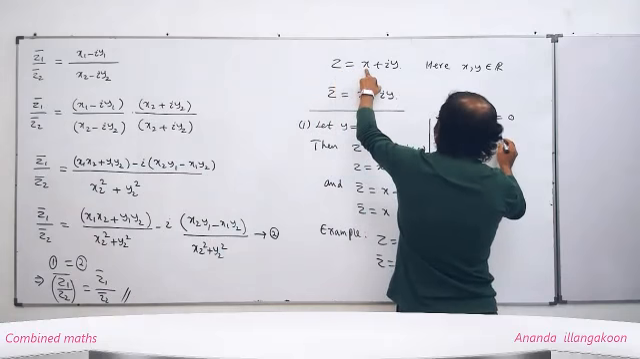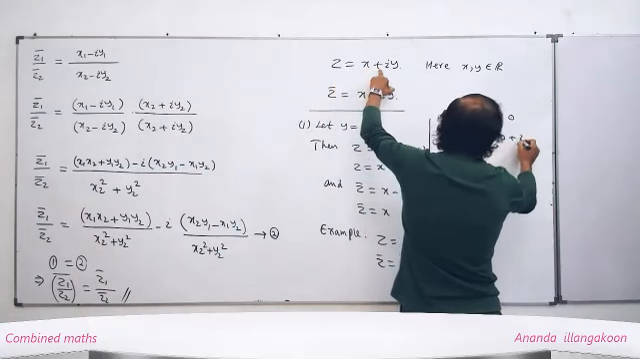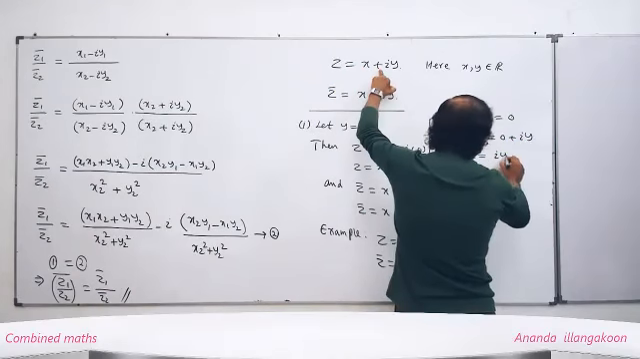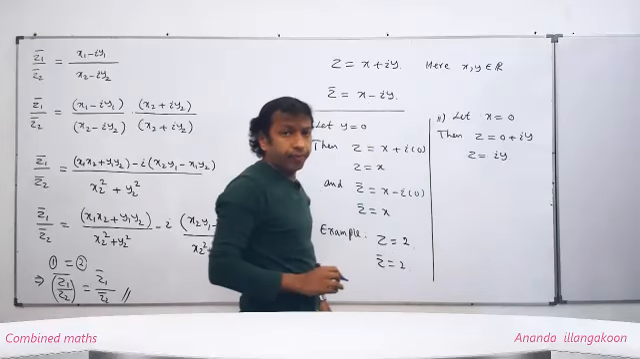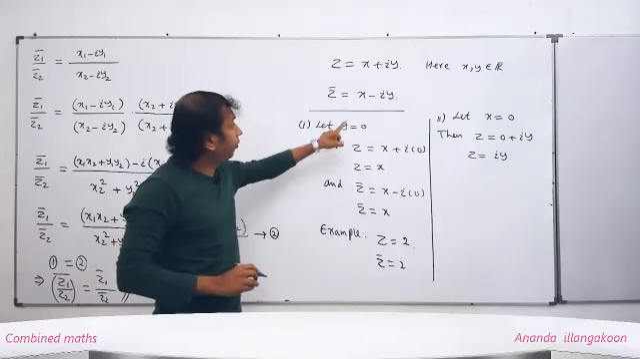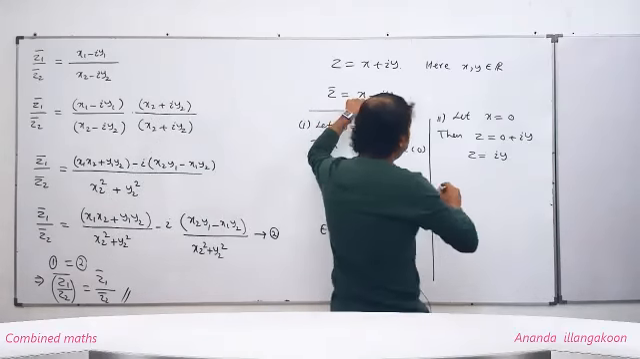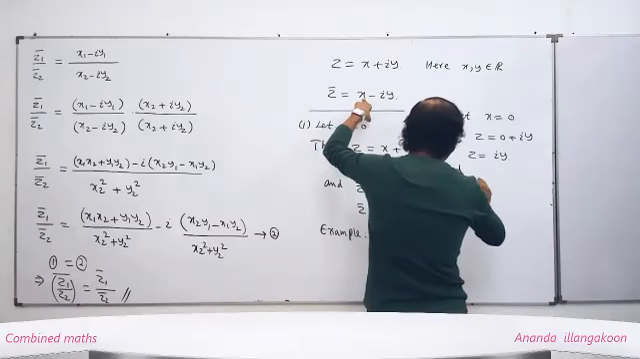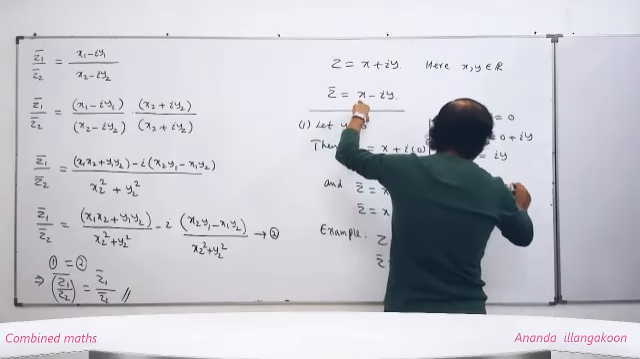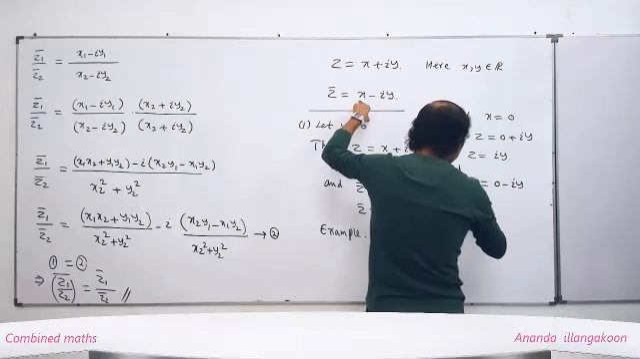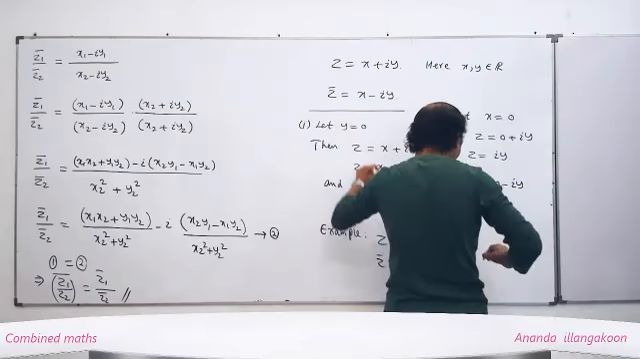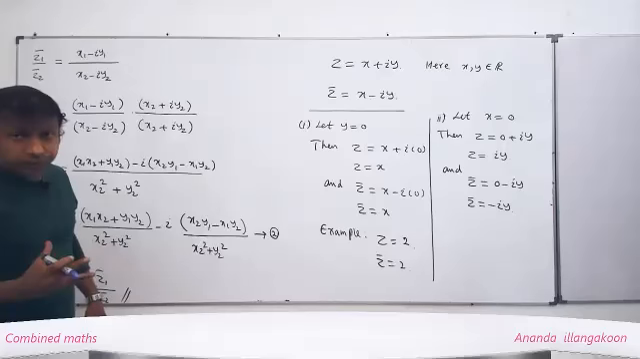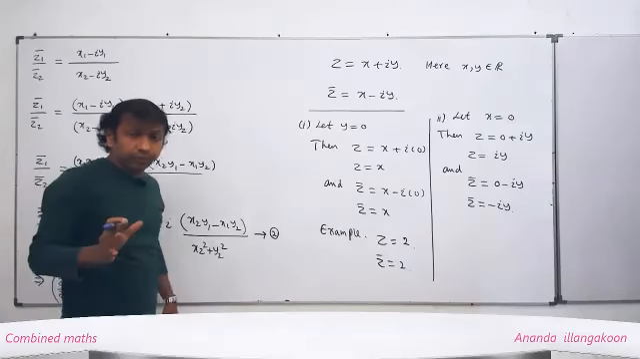z equals 0 plus iy. Then put that x = 0 here, and z bar is 0 minus iy. All right, what is that result, people? That result is for when the complex number is purely imaginary.